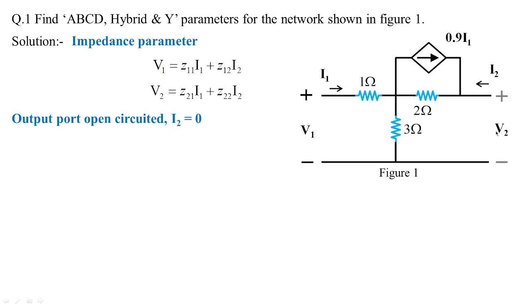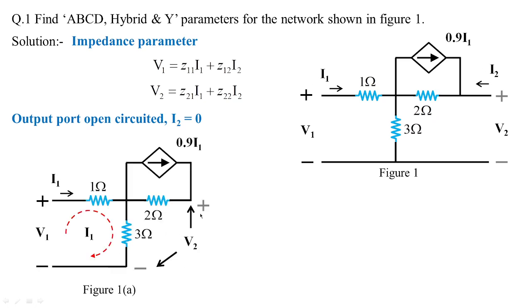The output port is this, where you have V2 and I2 flowing. So this we need to open circuit. When port 2 is open circuited, I2 will become equal to 0. And this is how figure 1 changes to figure 1a. Here you can see V2 is the measurement across 3 and 2, whereas I1 is driving current for this closed circuit where you have input voltage. You have the drop across 1 ohm, you have the drop across 3 ohm in terms of I1 only.